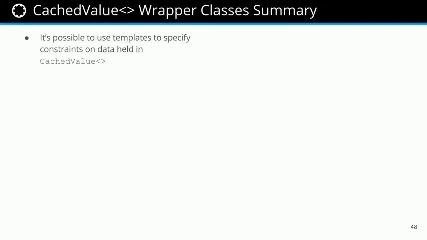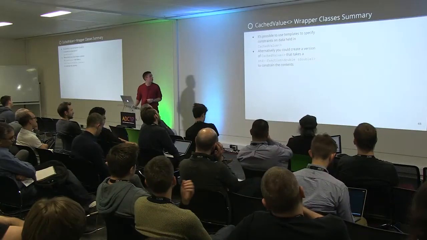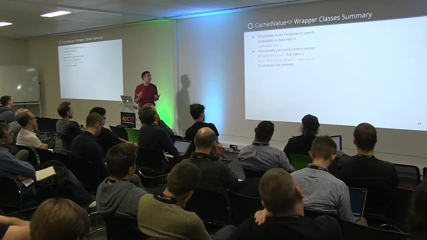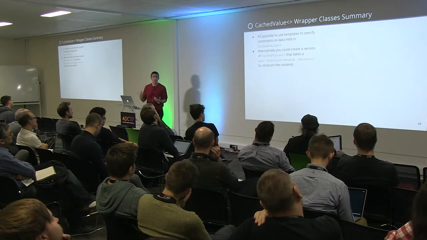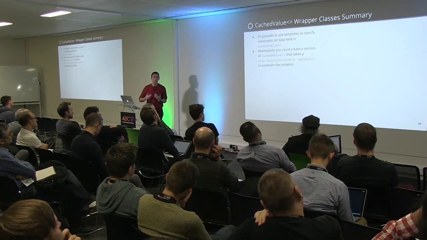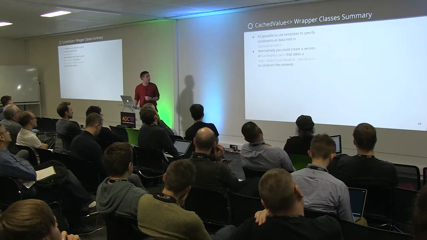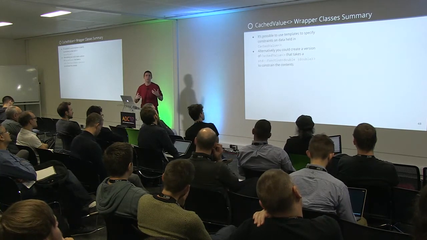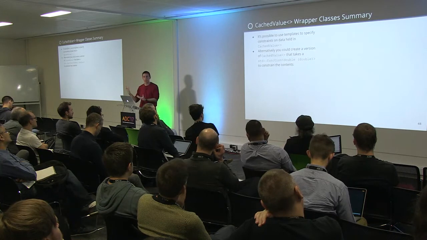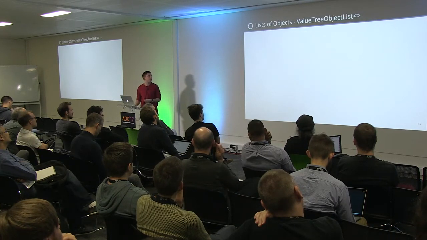because everything that's a non-letter has been stripped out. So in summary, it's possible to use templates to specify constraints held on CachedValues. Alternatively, you could create a version of CachedValue that takes a std::function that constrains the contents. But the reason I've done it like this will become clearer, and it also means you can do it with existing well-tested JUCE code. You don't have to keep a copy of the class for yourself.